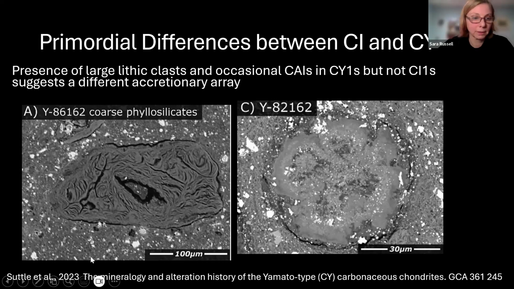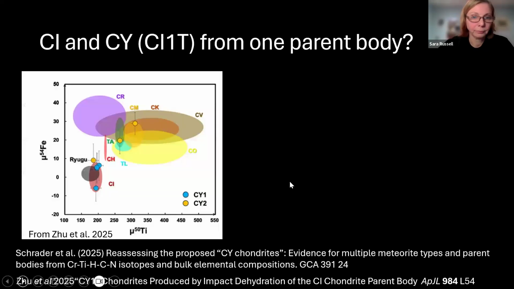However, there's another side to the story. So this is an isotope plot of iron isotope composition as a function of titanium isotope composition, showing nucleosynthetic isotope ratios of various carbonaceous chondrites as well as the CY chondrites.